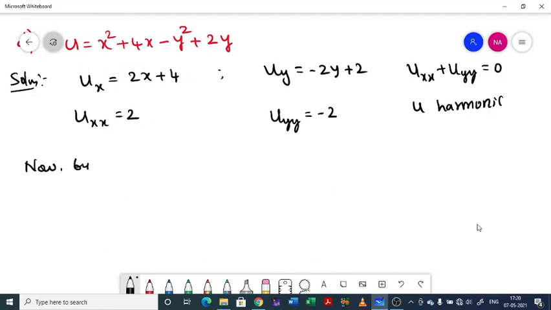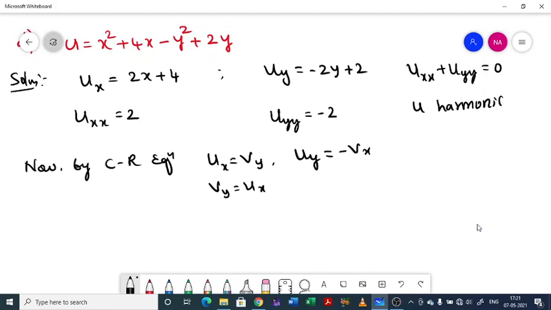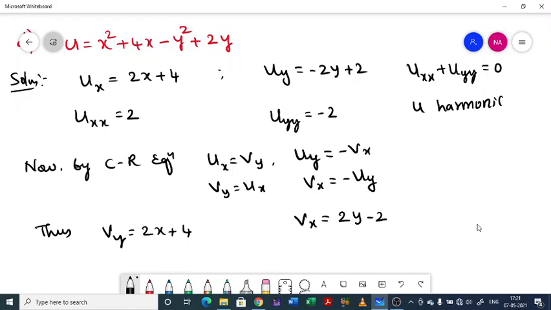By CR equations, ux equal to vy and uy equal to minus vx. So from this we get vy equal to ux and vx equal to minus uy. Thus vy equal to ux, which is 2x plus 4, and vx equal to minus uy, that is 2y minus 2.